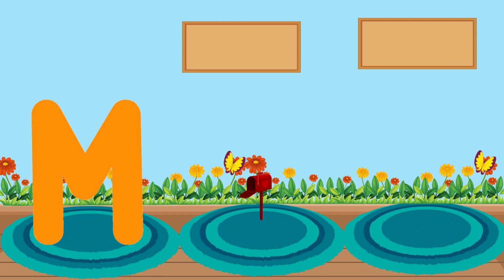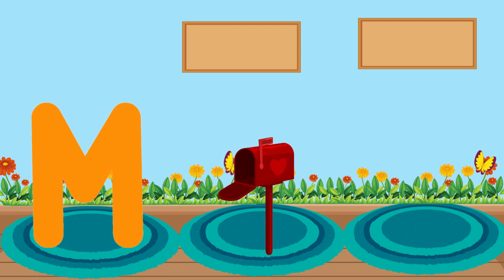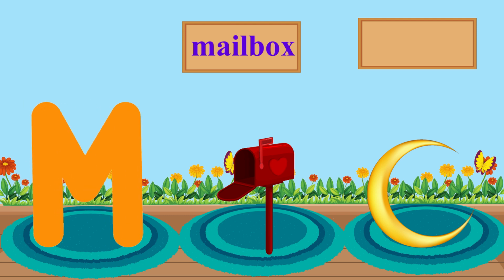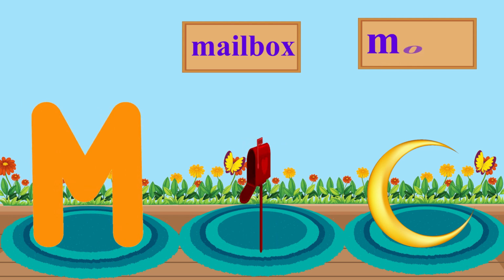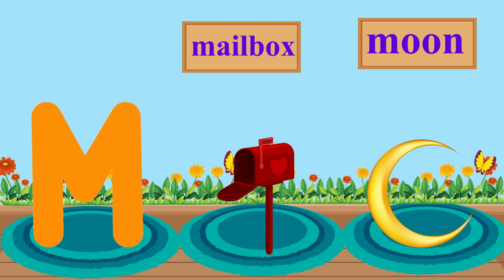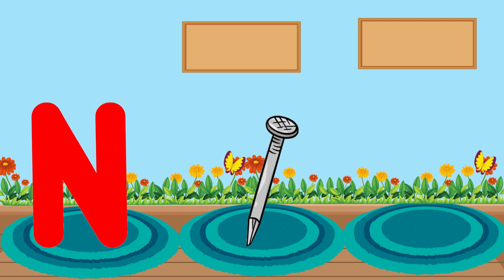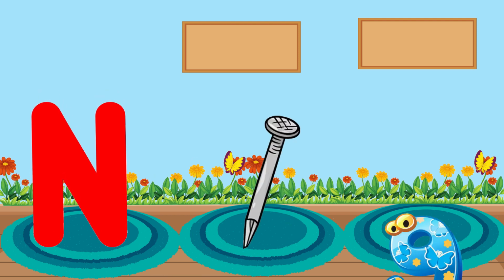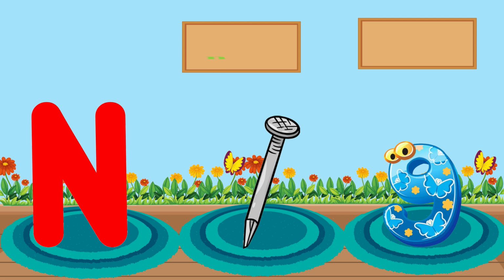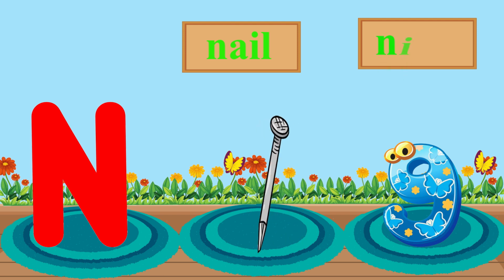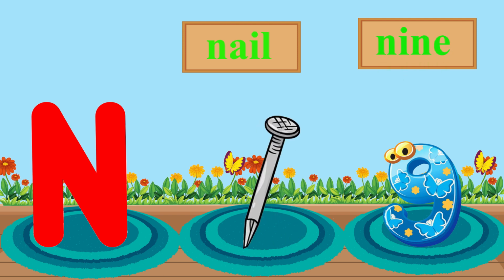M is for mailbox, mailbox. M is for moon, moon. M is for mailbox. M is for moon. N is for nail, nail. N is for nine, nine. N is for nail.